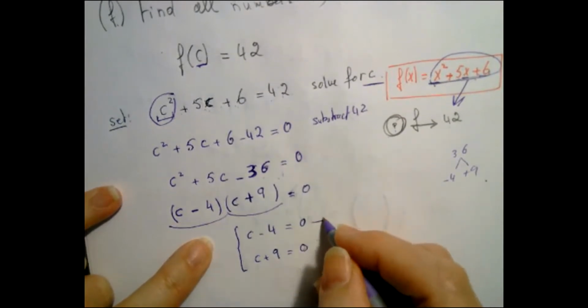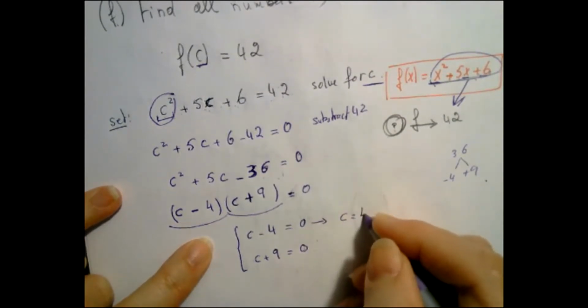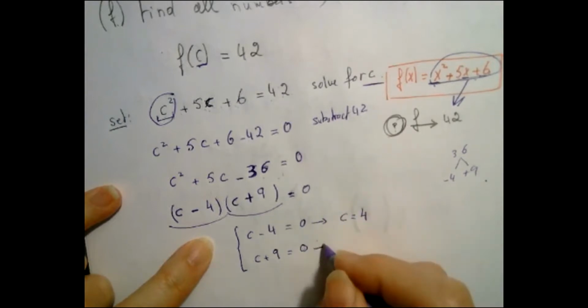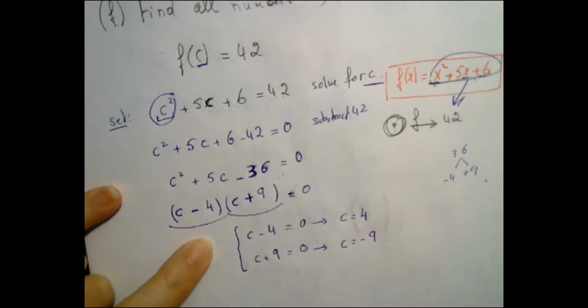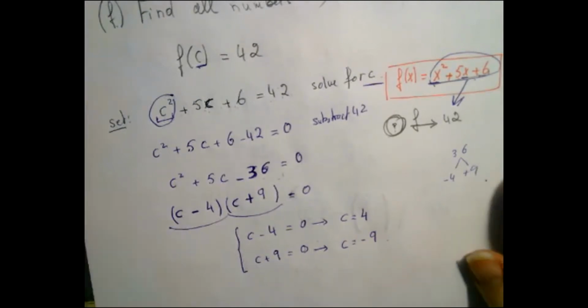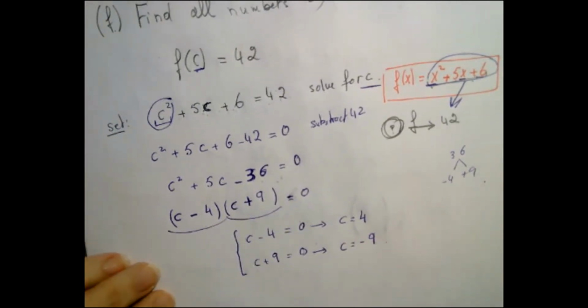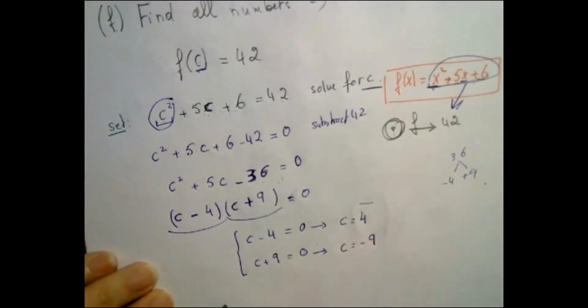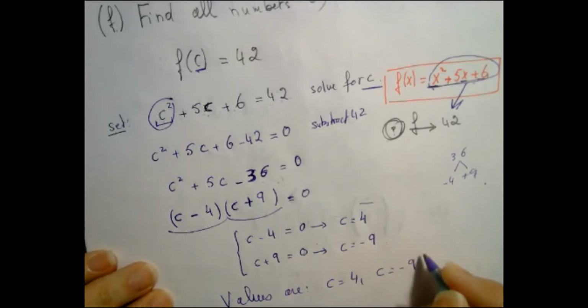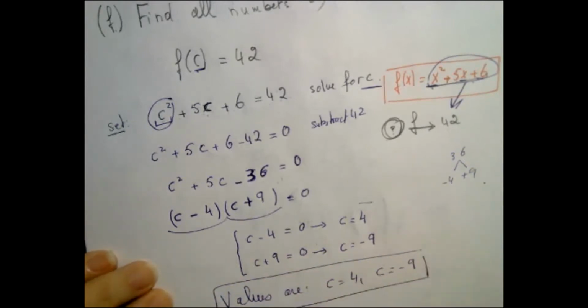The first one will give me c equal to 4. The second will give me c equal to -9. Okay, so these are the two values of c. How can I check? So the values are c equal to 4, c equal to -9. Those are the values that we're interested in.